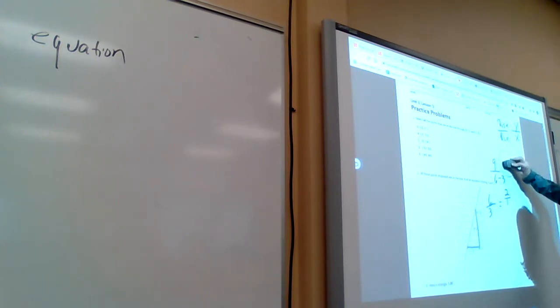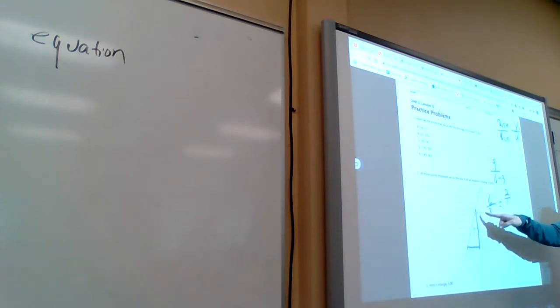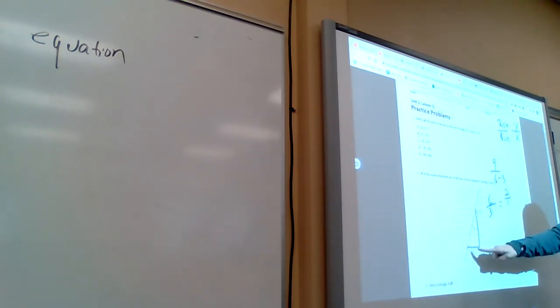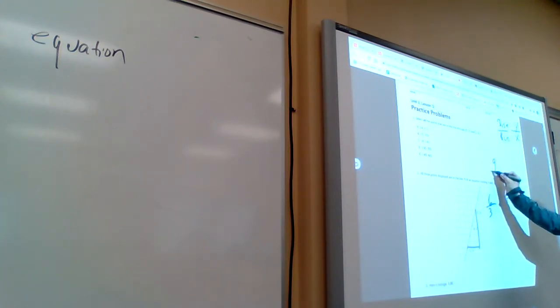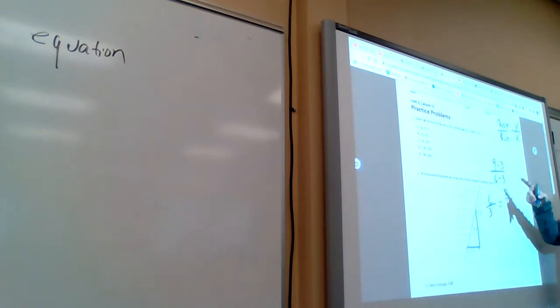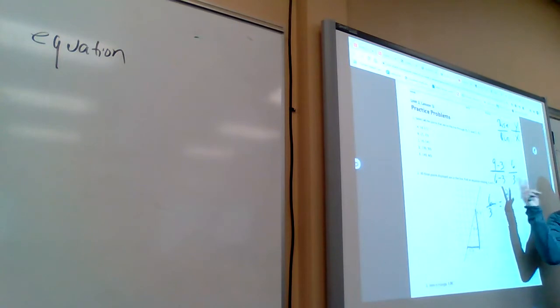I can't see what these are. What is this point? 6 comma 9. And then what is this one? 3 comma 3. 9 minus 3 is 6. 6 minus 3 is 3. So we could do the same thing, right? We just take the y's and subtract them, and put the x's on the bottom and subtract them.